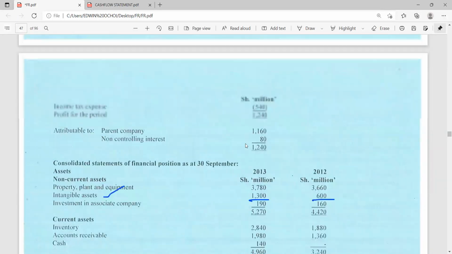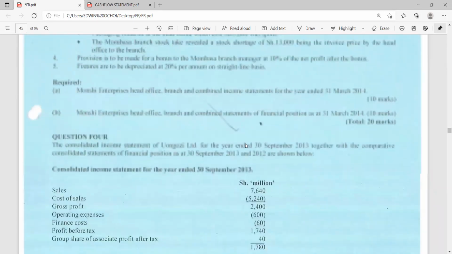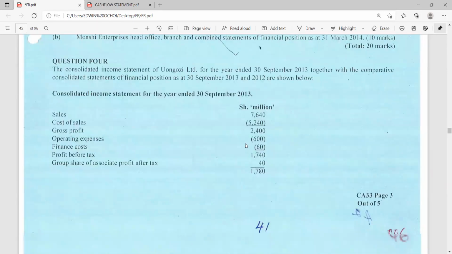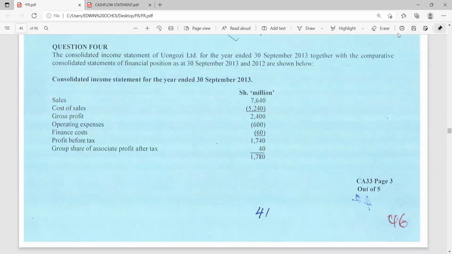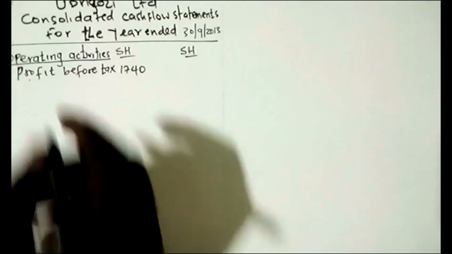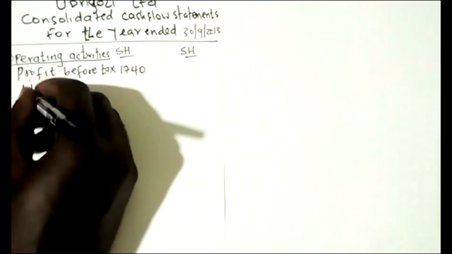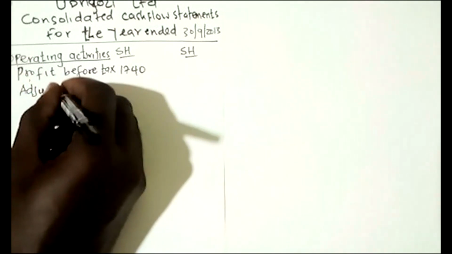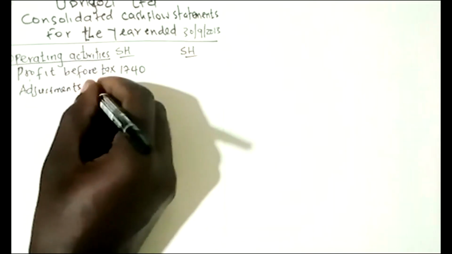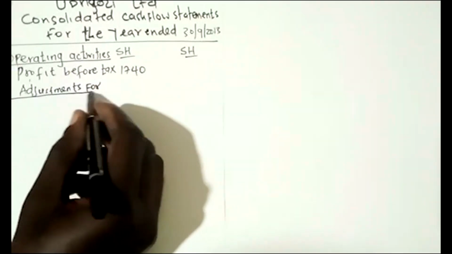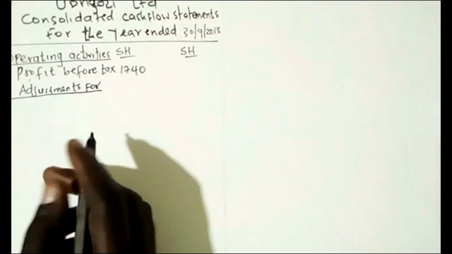So the profit before tax is here in this income statement of ours. It's on page 45 of the laptop you are using. If you are opening on your laptop, you can just go to page 45. So profit before tax is 1740. That is what you start with. Then we adjust. So we say adjustments for. So what am I going to adjust against the 1740?